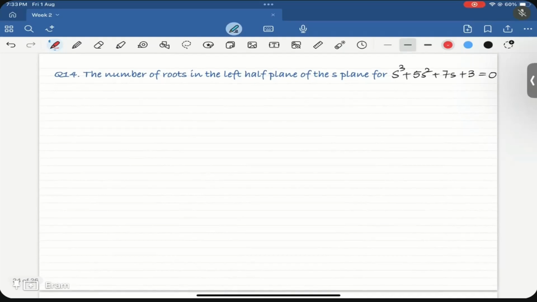So this is a very easy one. You have to find out the roots which are lying on the left half plane for this characteristic polynomial. How many roots are on the left half plane? So everyone please try this one.